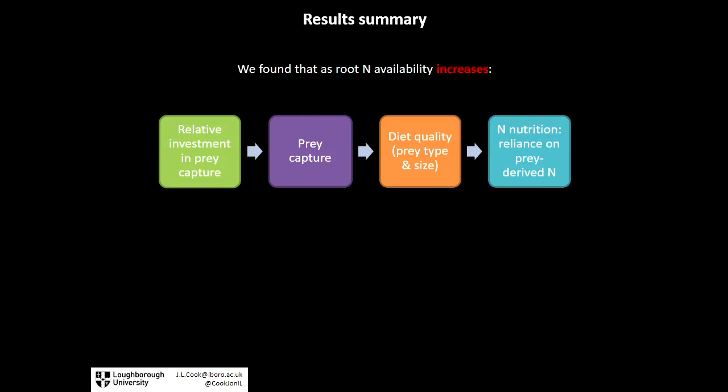So there's a summary of the whole thing. At the high end deposition site, they reduce their investment in prey capture, but they don't have any changes in actual prey capture. Diet changes a bit. And their reliance on prey nitrogen reduces. That's because root uptake increases.